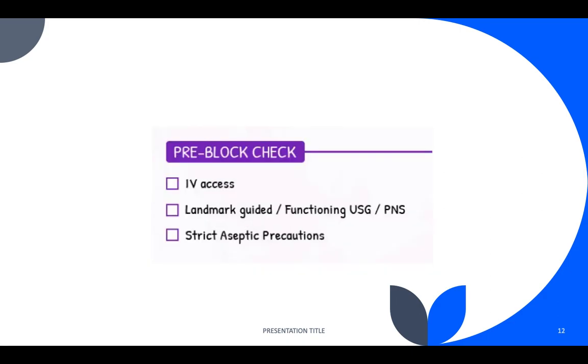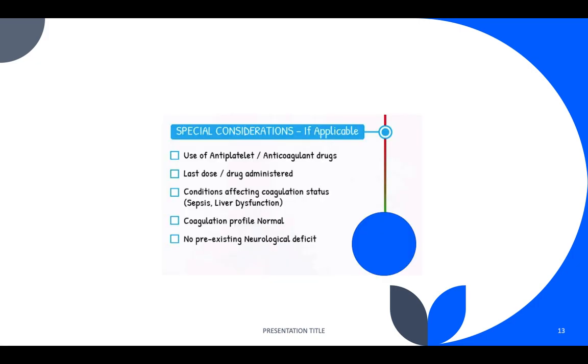Pre-block check: we have to take an IV line. We should check whether we are going landmark guided or doing it with USG or PNS. Then we have to check the functioning of the machine, and strict aseptic precaution should be taken. It should be a rule.